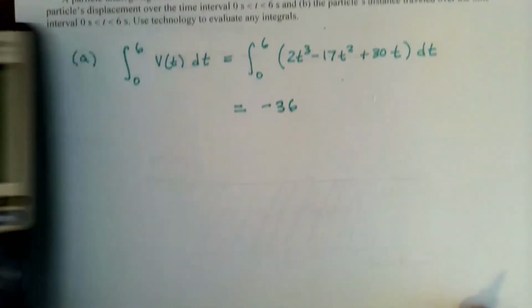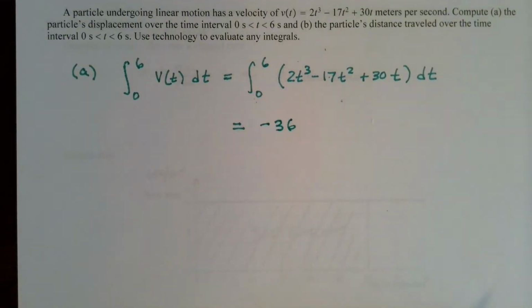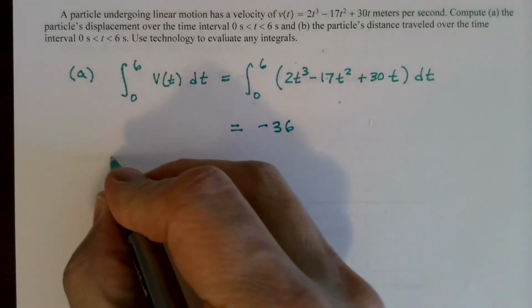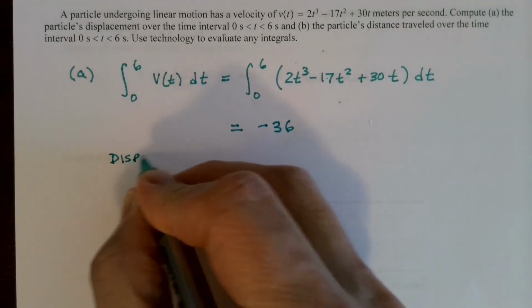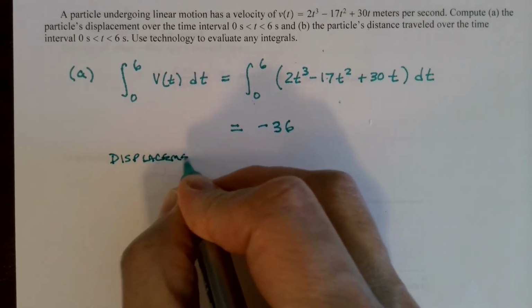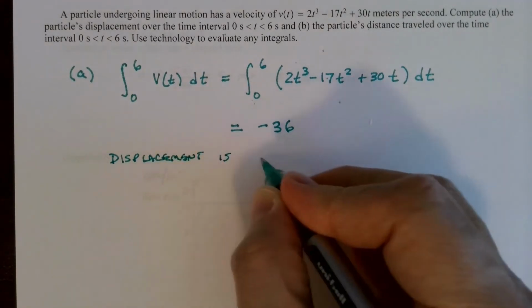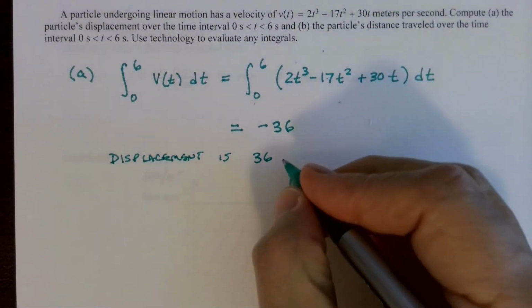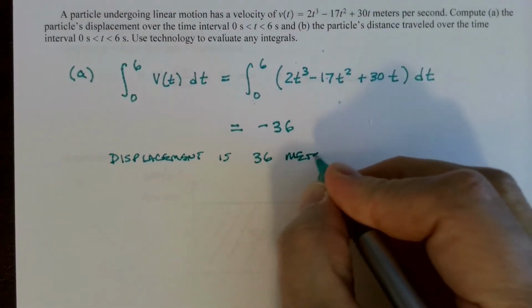Now what does that mean? How would I explain this? What is the particle's displacement after 6 seconds, basically? The answer is that the displacement is negative 36. Our units are what? Meters per second, so our distance is in meters.